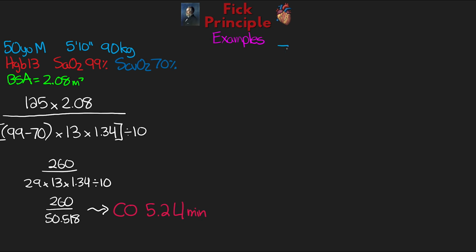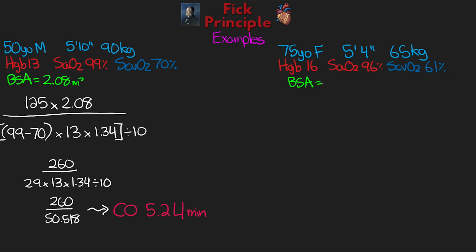So here we have a 75-year-old female. Her height is 5'4", her weight is 65 kilos, she has a hemoglobin of 16, an SaO2 of 96, and ScVO2 of 61. So first we again need the body surface area using 64 inches and 65 kilos. We get 1.70 meters squared. Now we can plug in our values.